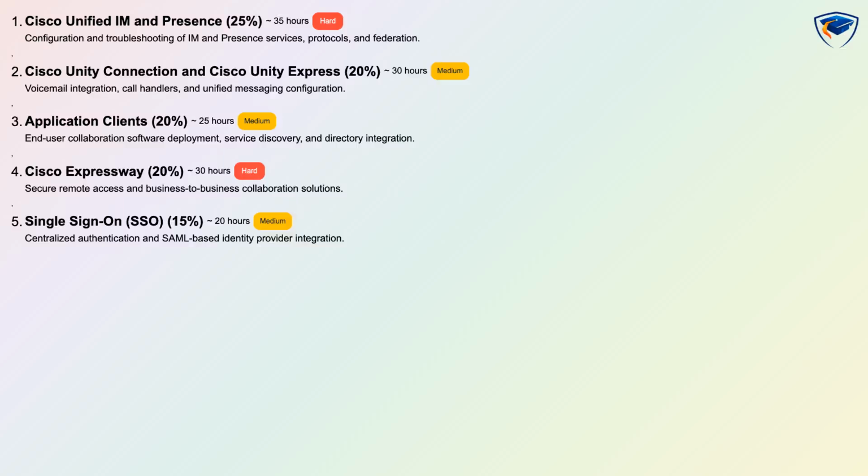The domains are Cisco Unified IM and Presence, which accounts for 25% of the exam. Cisco Unity Connection and Cisco Unity Express, which accounts for 20%, Application Clients, which also accounts for 20%, Cisco Expressway, which accounts for 20%, and Single Sign-On, or SSO, which accounts for 15%.